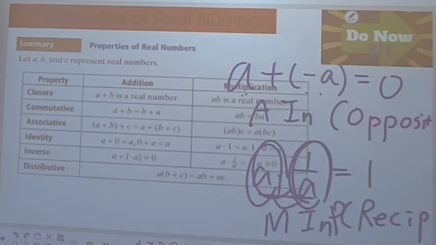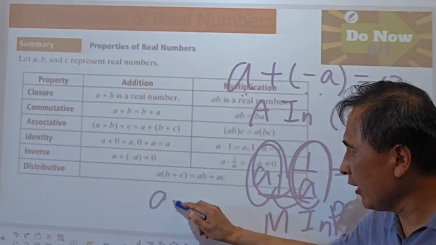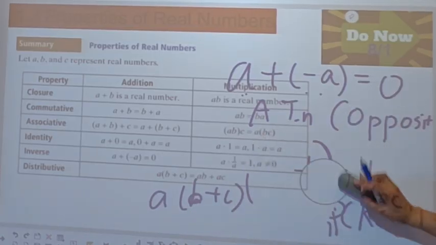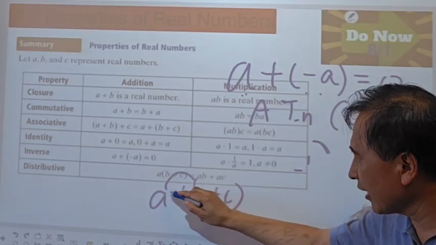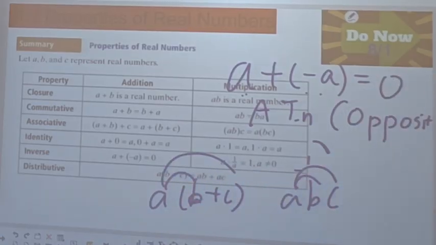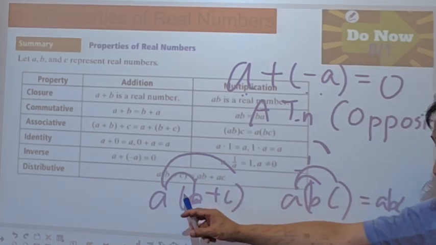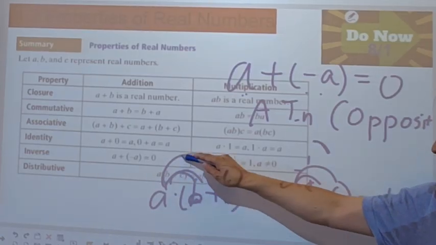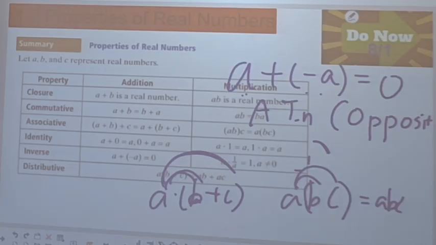Everybody got it? And you know the distribution, right? When there's multiplication here and a plus or minus sign here, then you can distribute it like that, right? But this is not the distributive property. You cannot distribute this one, even though there's a parenthesis. This is just ABC, the associative property of multiplication, right? But only when there's multiplication and then addition or subtraction, that's the distributive property. Everybody got it?